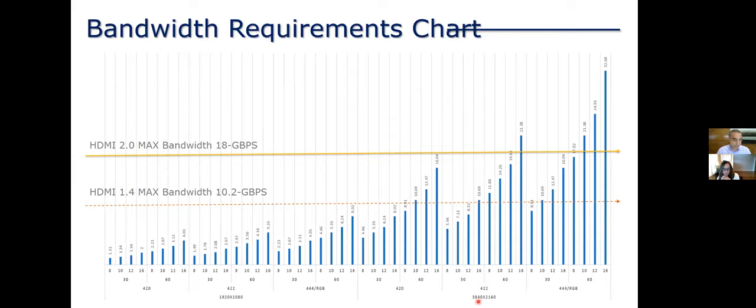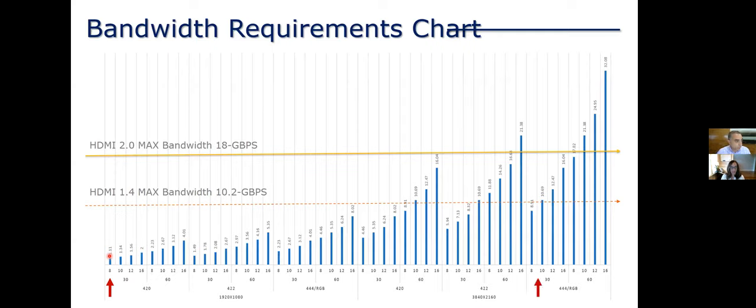I have highlighted here the gigs required, or the bandwidth required, to send a 1080p image at 30 frames in 4:2:0 color space. We're above and beyond the 1 gig requirement. So this will require 1.11 gig, right? So even at this point with a 1 gig solution, we're going to be compressing all that information.